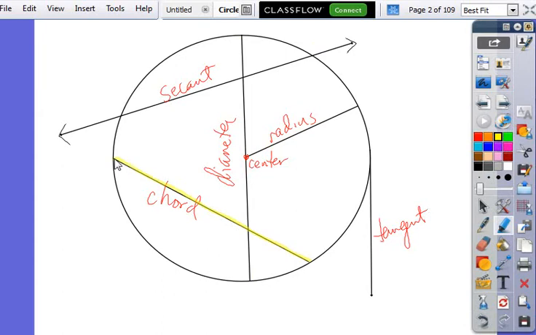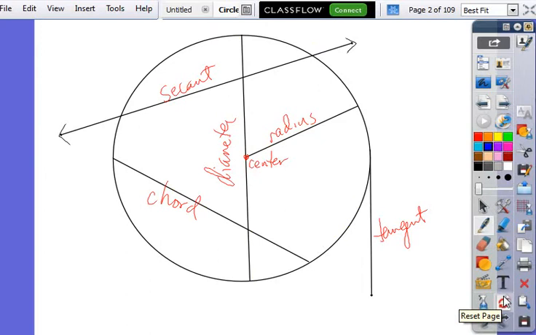Now you can have small chords. You can have long chords. This right here is a chord, just that much. As long as it starts and stops on the circle, it's a chord. Is a diameter a chord? Yes, it is. It starts and stops on the circle. It just happens to go through the center, and that's what makes it a diameter.